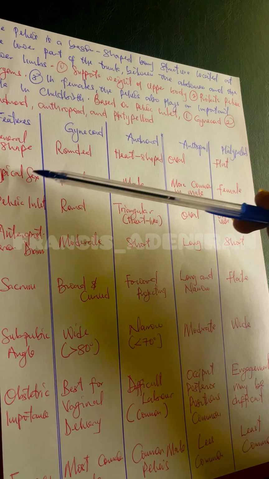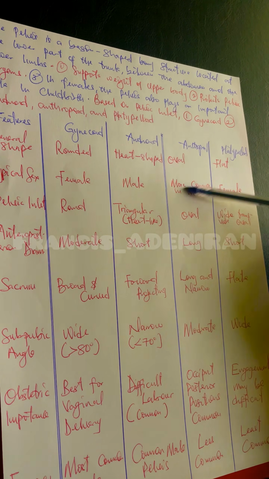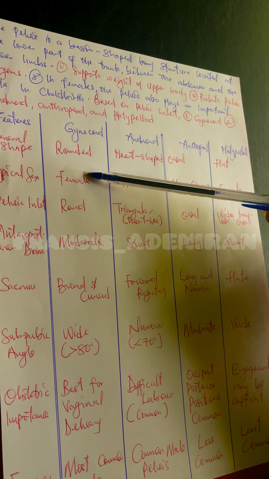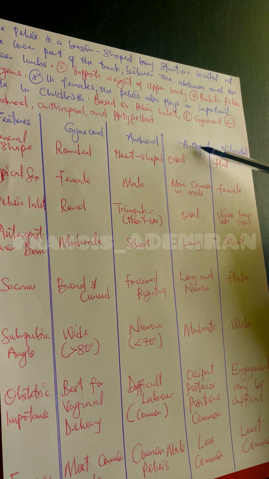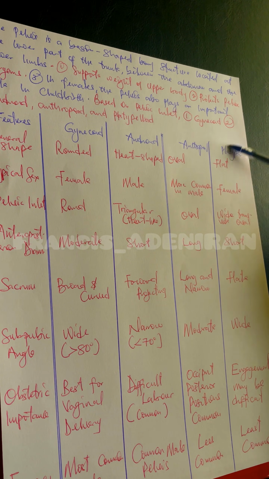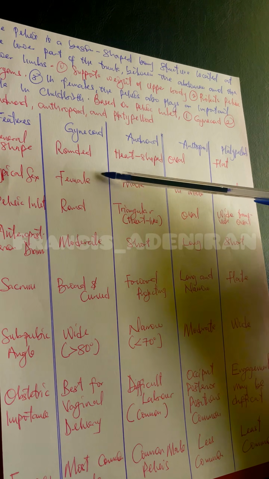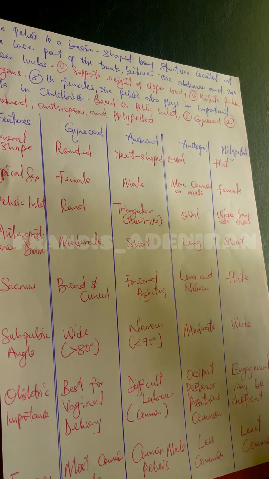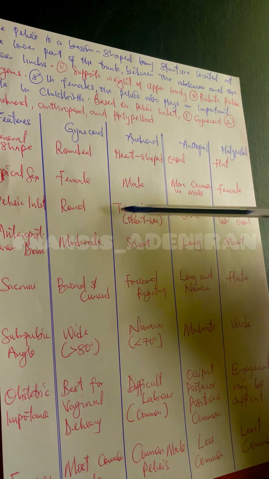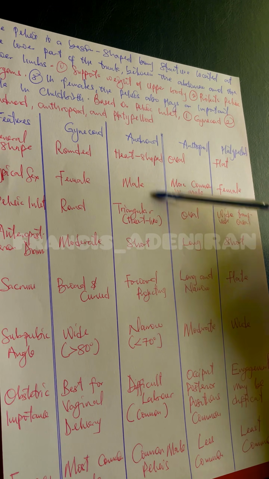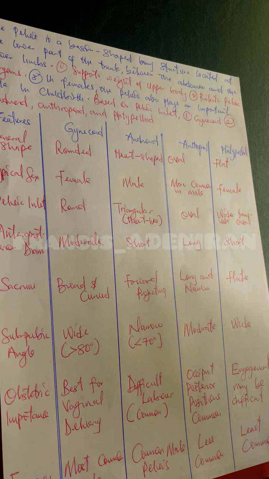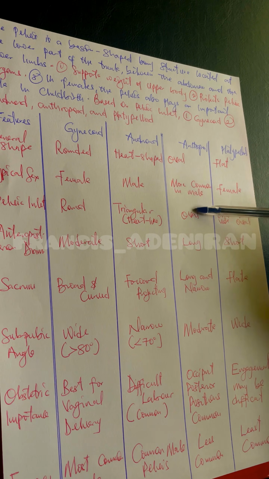So let's talk about the typical sex in which you can find this kind of pelvis. The first one, gynecoid, mostly female. For android, male. For anthropoid, it is more common in male. And for platypelloid, it is more common in female. Now let's talk about the shape of the pelvic inlet in these different types of pelvis. For gynecoid, it is round. For android, it is triangular, somewhat heart-like. For anthropoid, it is oval, while for platypelloid, it has a wide transverse oval pelvic inlet.